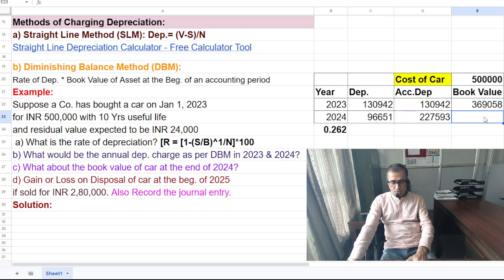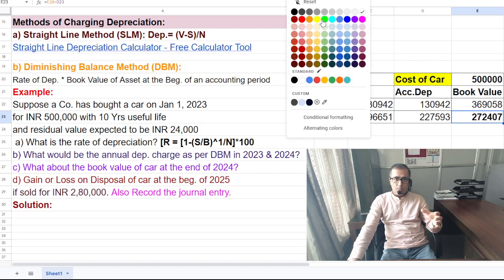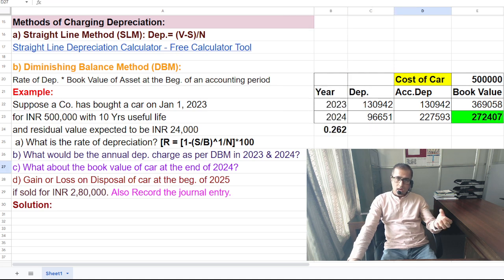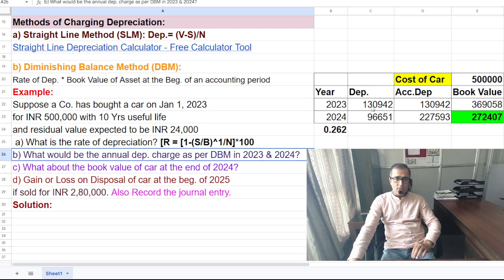So what about the book value here? Again, you go back to your original value minus the total. This is 2,72,407, and I came to know that this is simply our book value. Now, I have solved these questions. B is the annual depreciation charges, which we calculated.